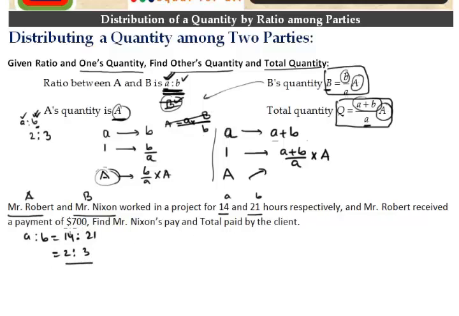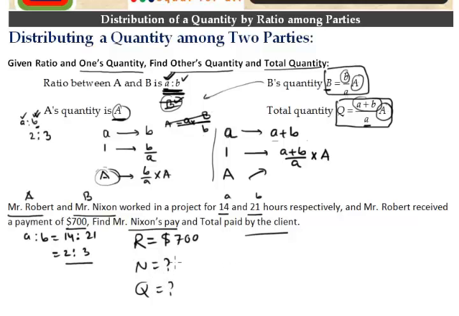Mr. Robert received, if we represent R as Mr. Robert's amount, $700. We need to find Mr. Nixon's pay. N equals what? And the total quantity Q equals what?